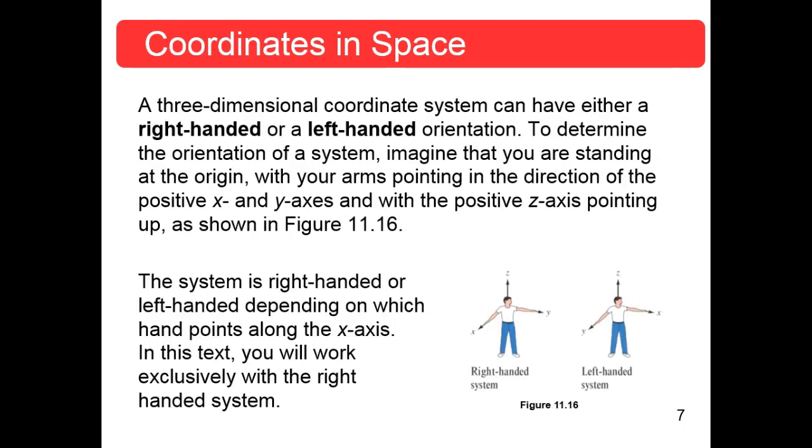Now, a three-dimensional coordinate system can have either right-handed or left-handed orientation. To determine the orientation of the system, imagine you're standing at the origin with your arms pointing in the direction of the positive x and y axes.